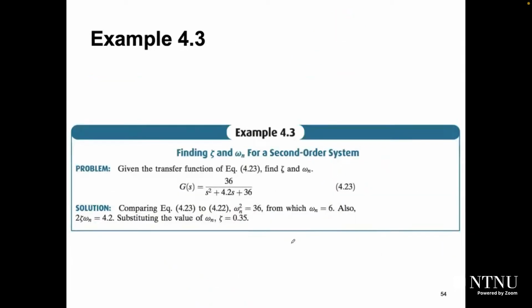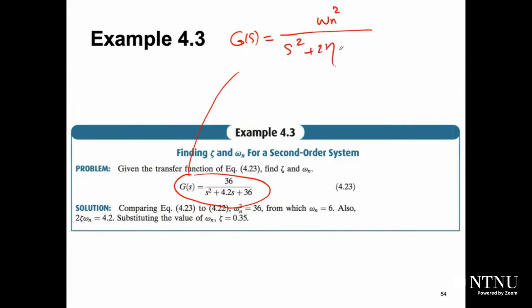So now we have an example. You have this transfer function. Given the transfer function, find zeta and omega n for this example. It's easy. We'll just write the general form: omega n squared divided by s squared plus 2 zeta omega n s plus omega n squared. Just compare that part with that part. In this case, omega n squared equals 36, so omega n equals 6. It's 4 times 9, correct?